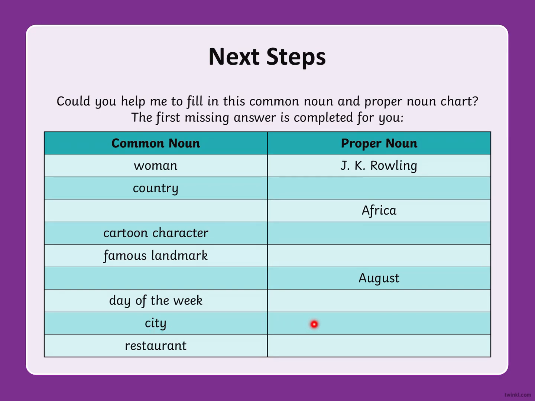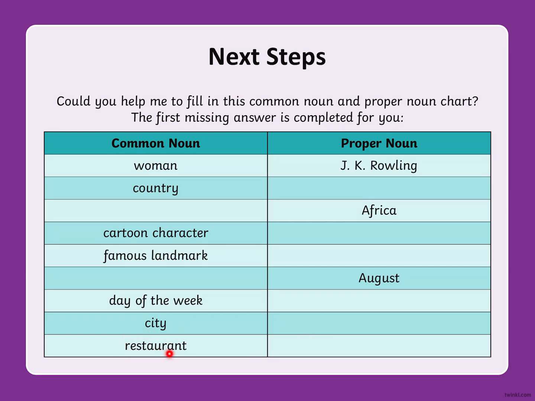So can you think of a proper noun? We've already had a city actually earlier on in the slideshow. So can you think of a city? Okay, just check that you remember to put a capital letter on the proper noun, the city that you've chosen there. So maybe you chose Edinburgh or Glasgow or London, lots of different cities you can choose from.